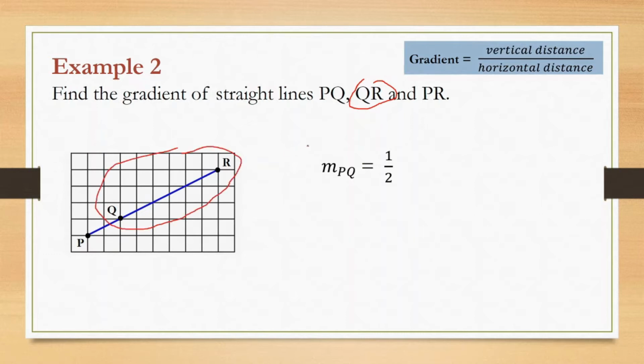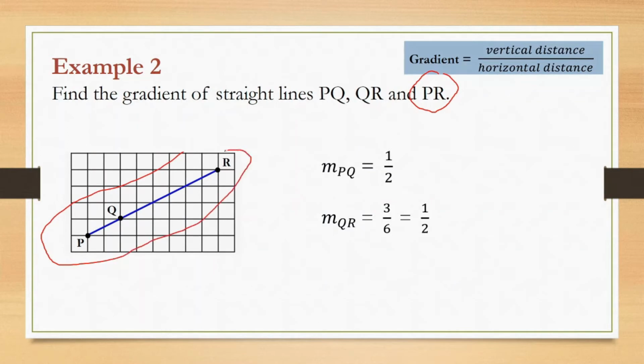Now, for QR. QR, just focus at here. Count again. For the vertical distance, 3 units. Horizontal, 6 units. So gradient for QR equal to MQR 3 over 6, and you can simplify into 1 over 2. Done. Now the final part, PR. PR is for the whole straight line. So count again. For the vertical distance, 4. Horizontal distance, 8. So gradient for PR equal to 4 over 8, and you can simplify into half. So coincidentally, all the gradient here is equal to half.